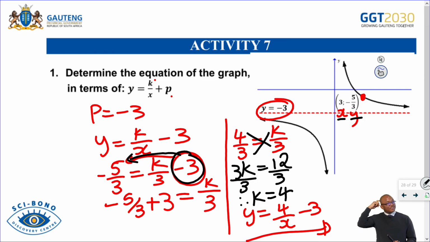So you see, it's as simple as ABC on how to determine the equation from the graph. Correct? So now, always, you're looking into your asymptote and 1 point on the graph.